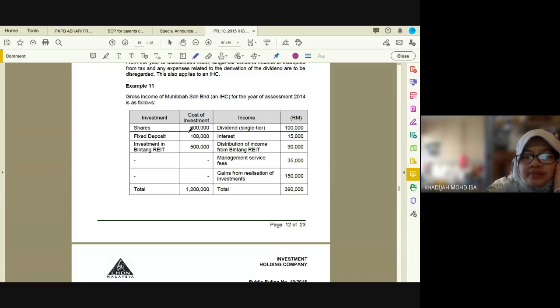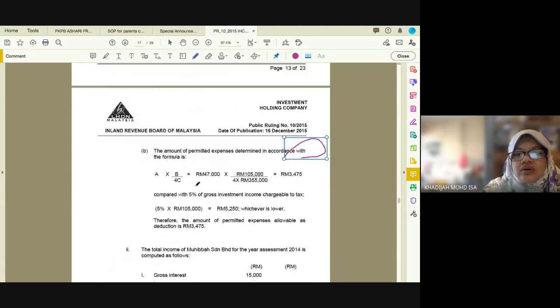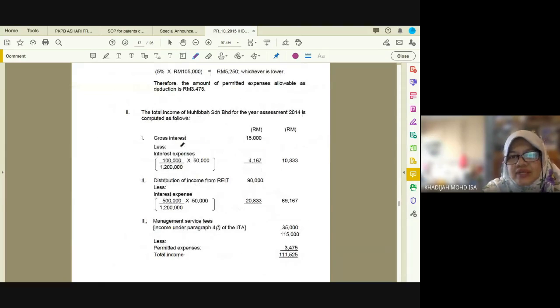50,000 is the interest expense, and then you divide based on this allocation: 100 over 1.2 million. And then you have 50,000 times 500 over 1.2 million. So that's how you decide on the direct expenses. For interest expense, for example, 100 over 1.2 million total investment times 50,000 is your interest expense. So you have 4,167. So that expense is deductible against your gross income.